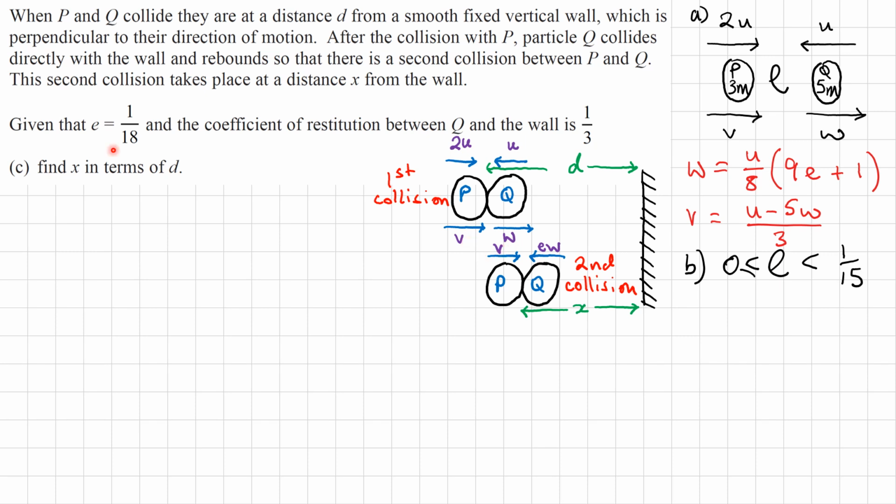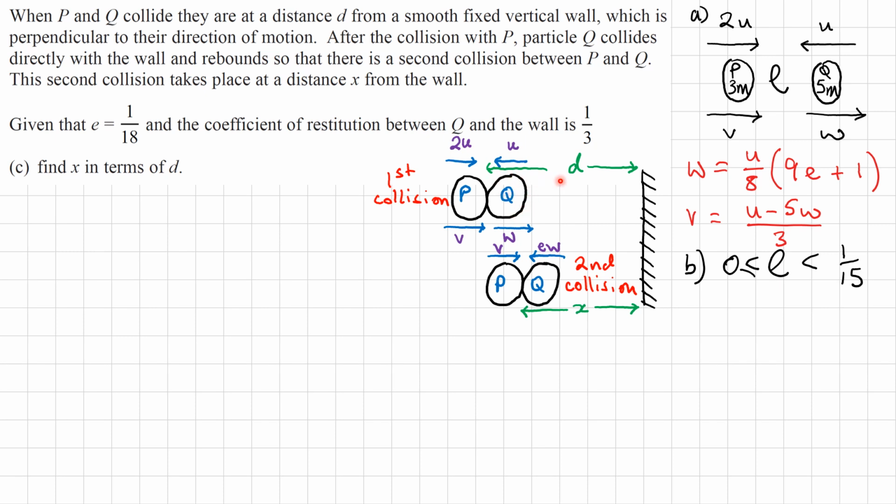It's also worth indicating at this point that since e is 1 over 18, which is less than 1 over 15, we've already concluded that P continues on in the same direction. So we know that P is going to be moving in this direction. So this is the first collision.